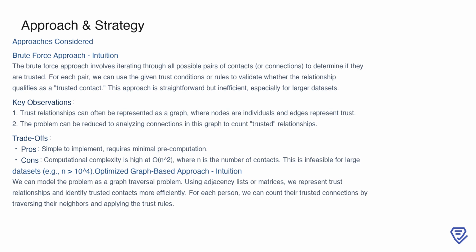While the brute force method is easy to implement and requires minimal pre-computation, it suffers from a high computational complexity of n squared, which becomes impractical for large datasets, particularly when the number of individuals exceeds 10,000. Given these limitations, we need a more efficient approach to handle larger scales effectively. This leads us to consider an optimized graph-based strategy, which leverages the structural properties of the problem for better performance.